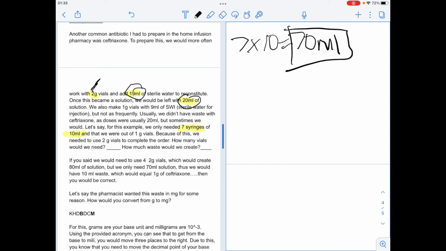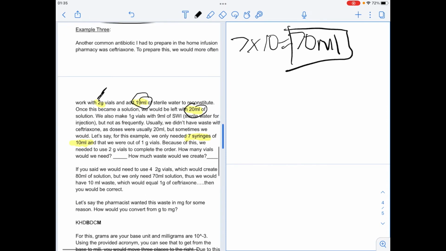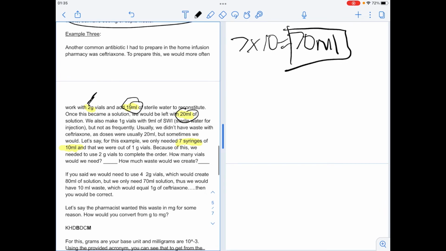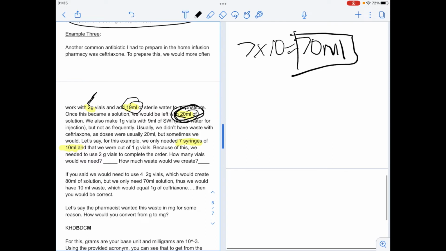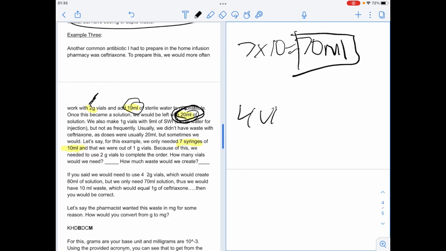And remember, when we're making the ceftriaxone, we're making 20 milliliters at a time. So we can make 60 milliliters, and then we can make 80, but we can't make 70. So what are we going to have to do? We're going to have to make 80, because 60 is not going to fill this prescription. So that means that we're going to have to reconstitute 4 vials. We're going to make 80 milliliters, and we're going to have 10 milliliters waste.